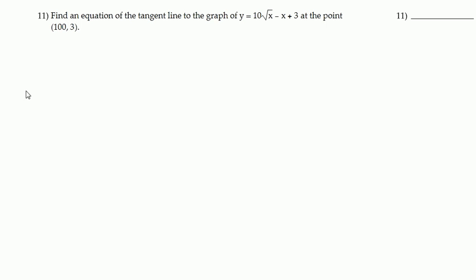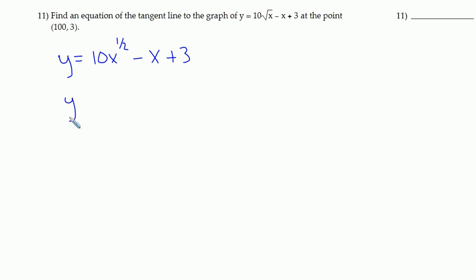Okay, our last question today asks us to find an equation of a tangent line to the graph of y equals 10 root x minus x plus 3 at the point (100, 3). I'm going to rewrite that equation just a little bit. We've got y equals 10x to the 1/2. X to the 1/2 is the same as root x, minus x plus 3.